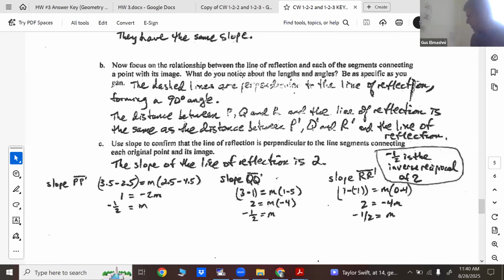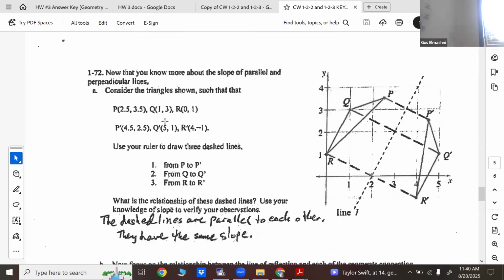All right, let's briefly discuss here. Okay. For part B, focus on the relationship between the line of reflection and each of the segments connecting a point with its image. So they're perpendicular, right? We saw that. If I go back up here, when I click Q to Q prime, R to R prime, they're perpendicular to line L.